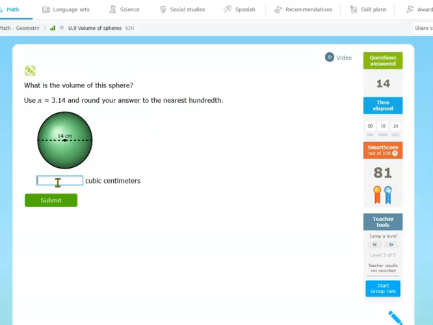All right, guys, that was volume of a sphere. The formula is 4/3 times 3.14 times r cubed. Be careful, make sure you're putting in r. If you're given the diameter, you're going to divide by 2 to get your radius.